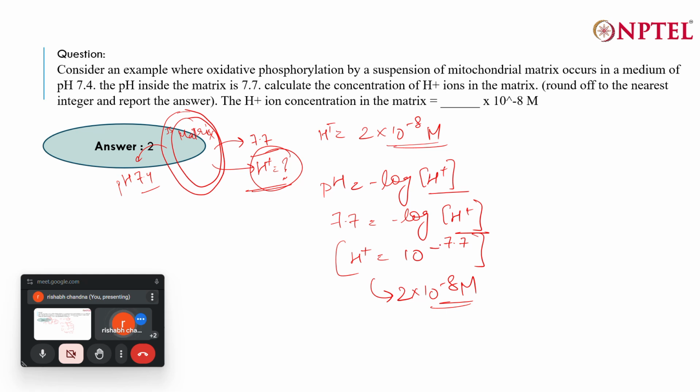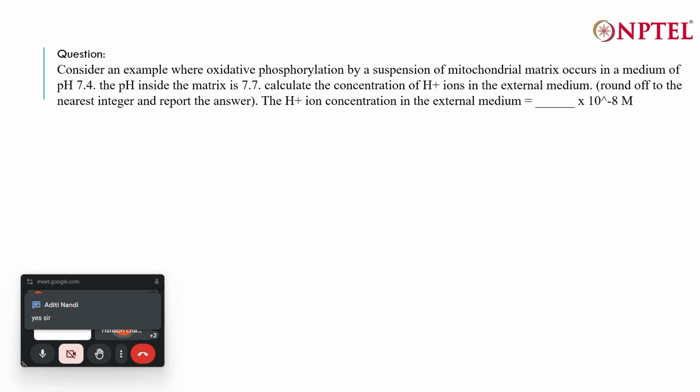Is the explanation clear here? Okay, so let's move on to the next question. This is a similar question. Now you have to calculate the hydrogen ion concentration in the external medium.